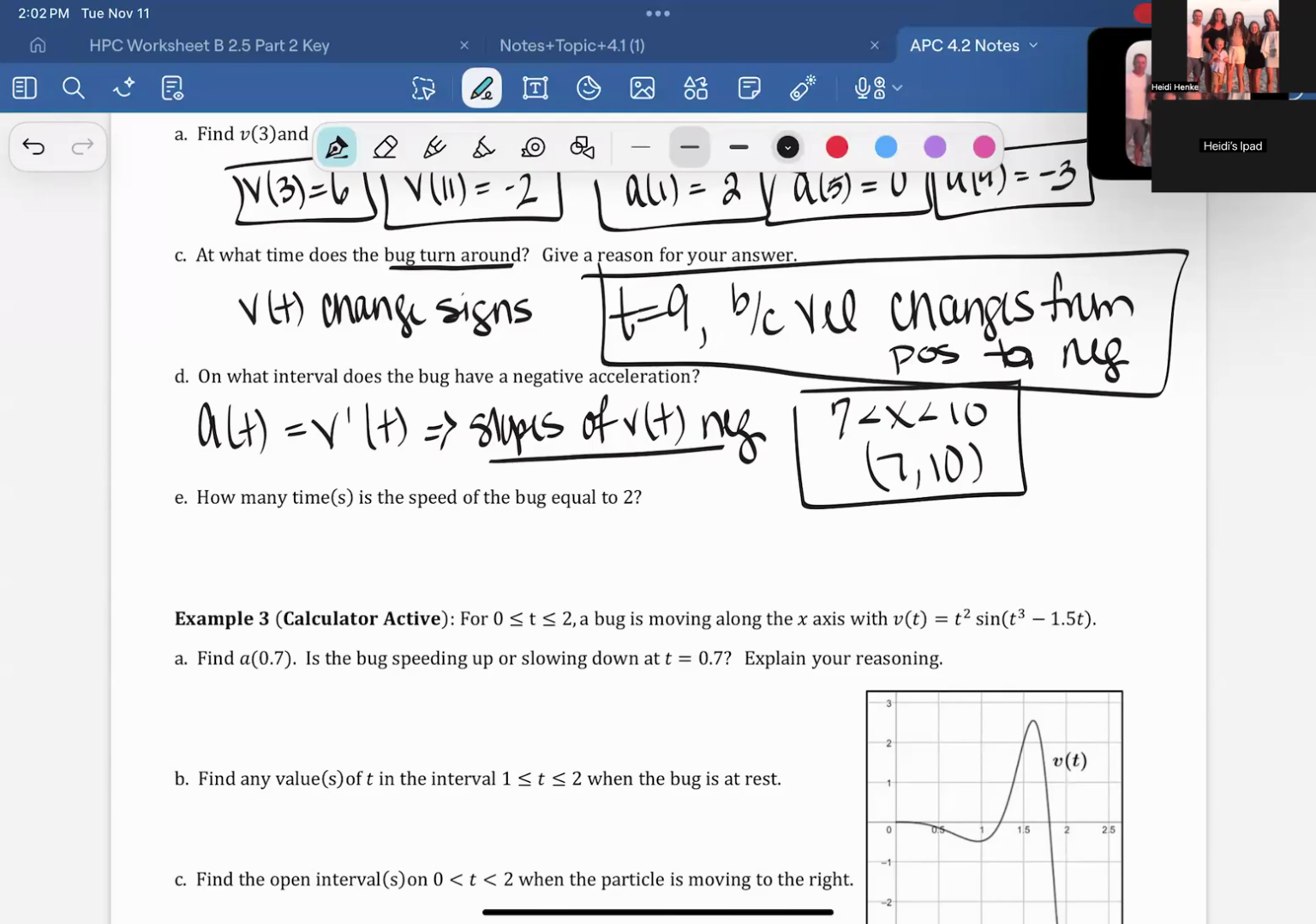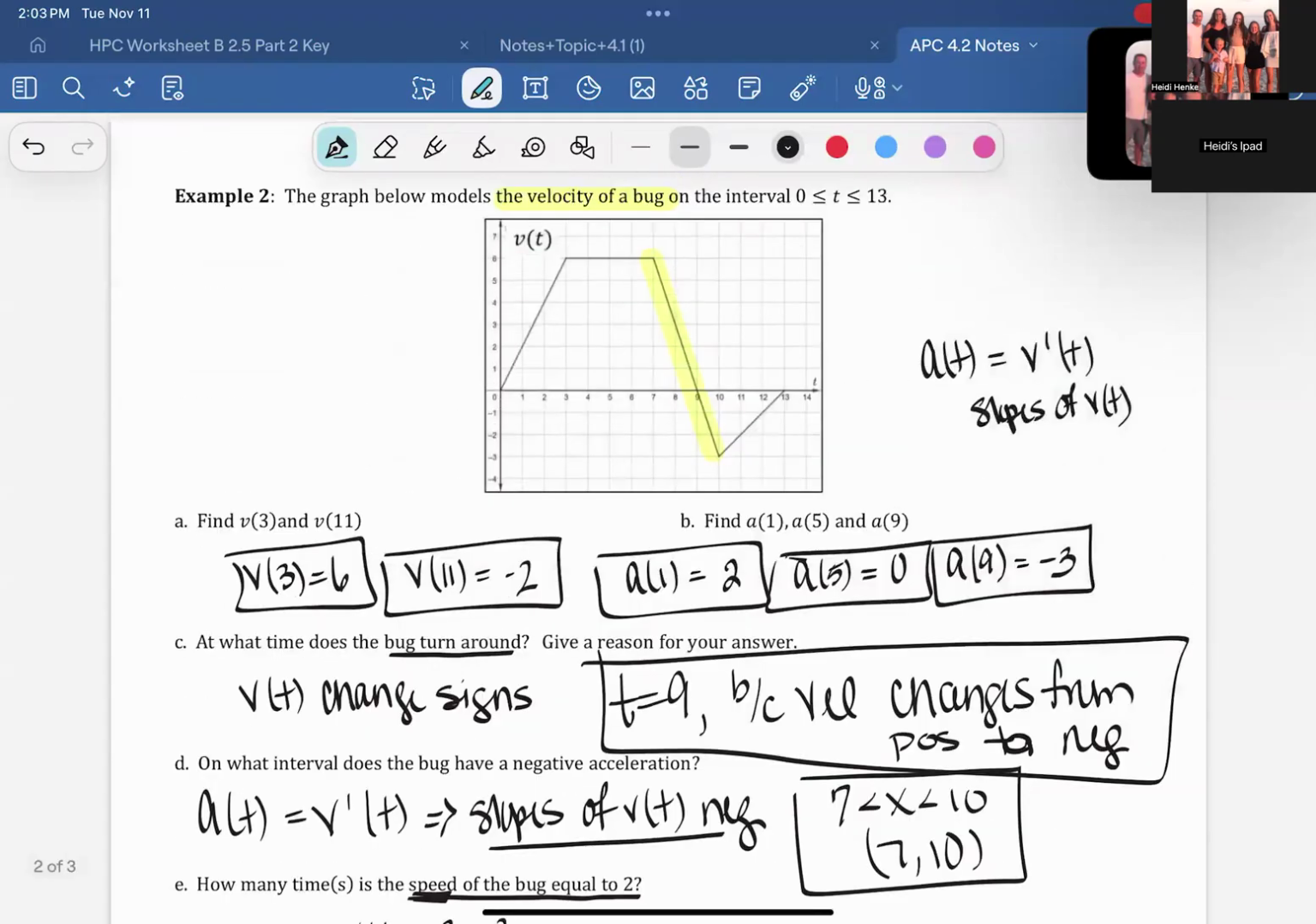All right, next, how many times is the speed of the bug equal to 2? Now be careful, because remember, speed is not exactly the same thing as velocity. Speed doesn't have a sign. So when the velocity is 2 or negative 2, that's when the speed of the bug is 2. So speed is 2 when velocity is either positive 2 or negative 2.